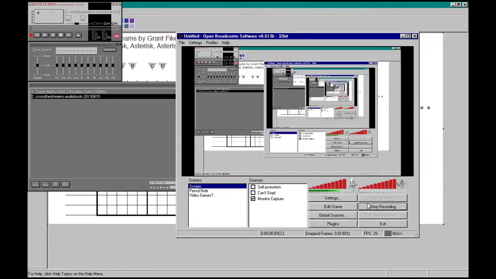I don't feel like typing a lot of things, so I'm going to do a talk-through of my recent audiobook Cross the Streams puzzle. As a reminder, here are the rules.